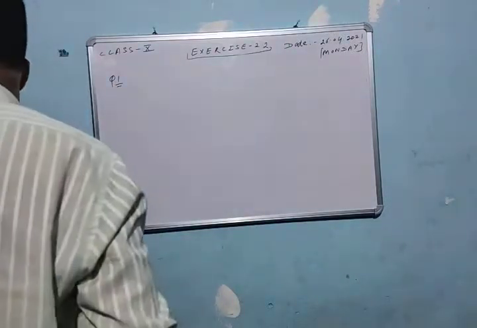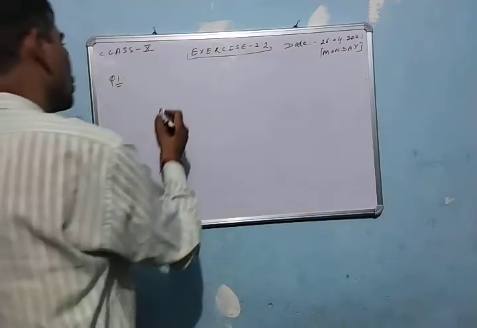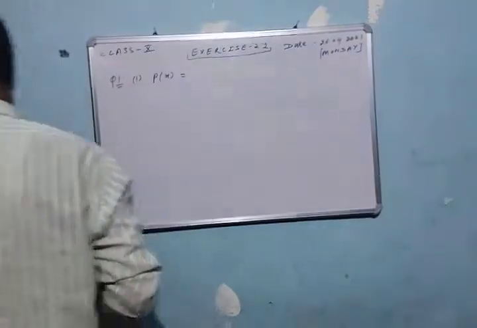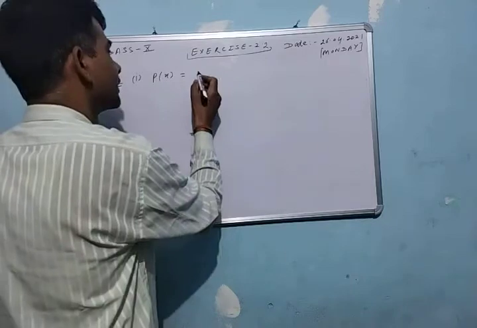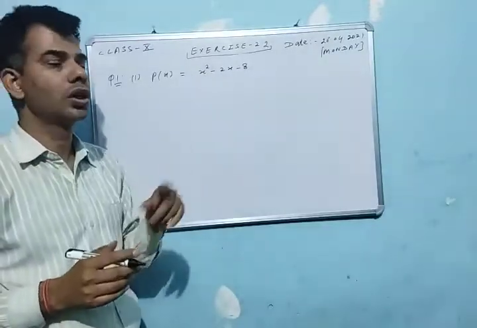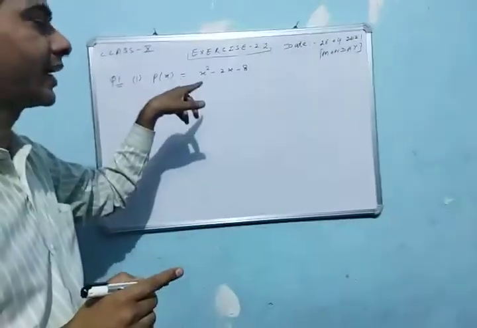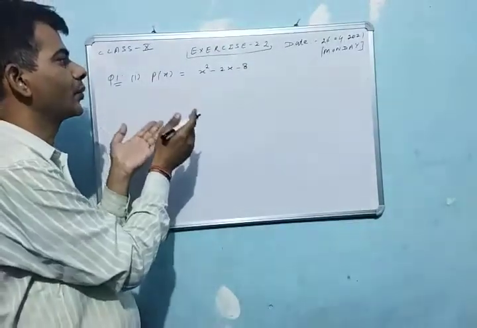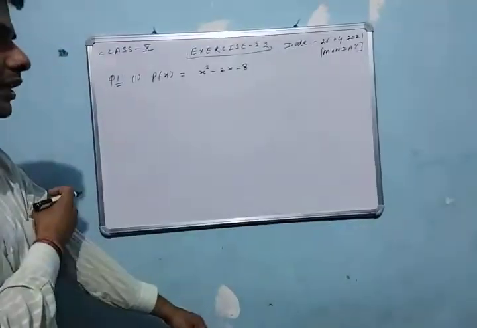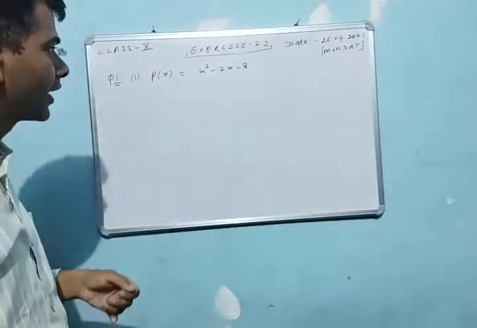You are given a quadratic polynomial p of x. First part, p of x is equal to x square minus 2x minus 8. Student, first of all, we have to find the zeros of the given quadratic polynomial. After that, we have to verify the relationship between the zeros and the coefficients of the quadratic polynomial. Now student, first of all we will find the zeros.